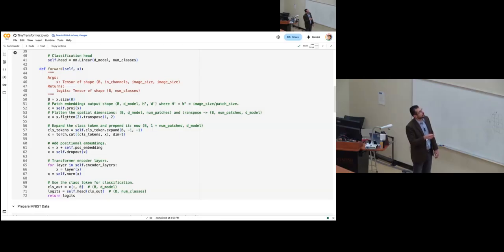This is simply that convolutional 2D that we had. Flatten the spatial dimensions and then transpose it, so we get B, number of patches, D model. We add the CLS token. We concatenate the CLS token to our tokens from our images. We add positional encoding. We do dropout. We add our transformer layers. We normalize the output of the last transformer layer. Get the CLS token in the output. Send it through your classifier.